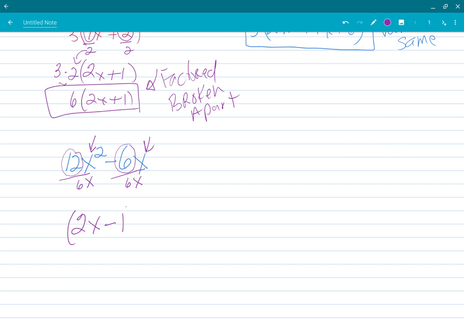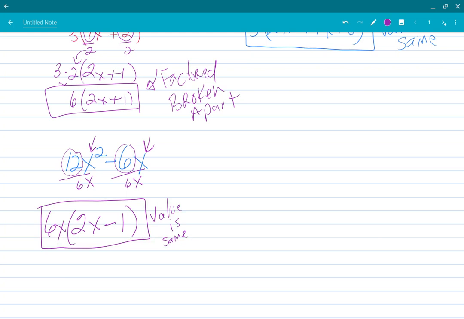And can somebody tell me what I had to put in the front of the parentheses? 6x, exactly. Whatever you divided by, you got to bring it out into the front. Now the value is the same. And what it means is I can plug in any number and I'll get the same answer, all right?